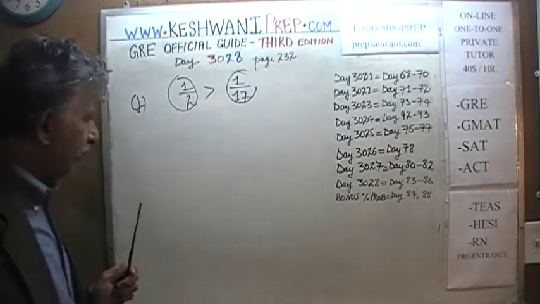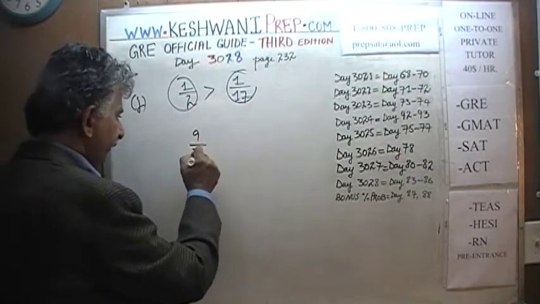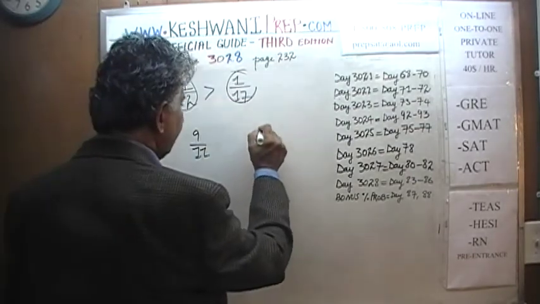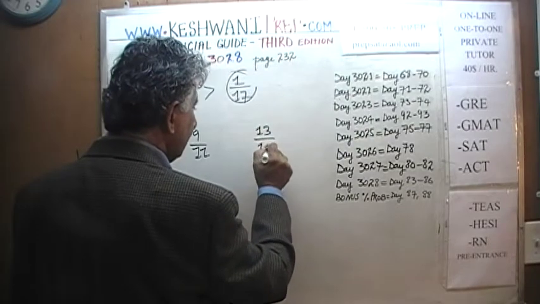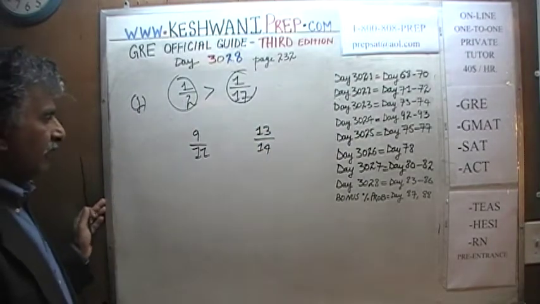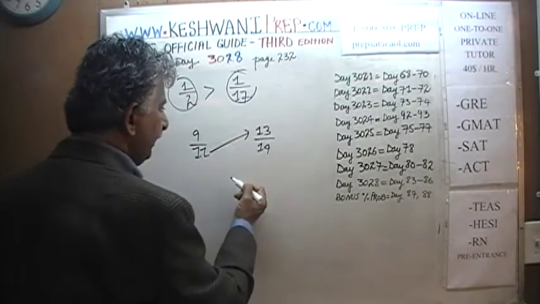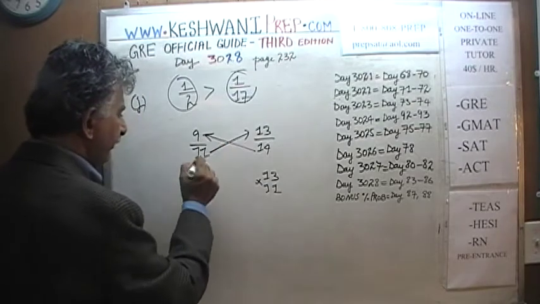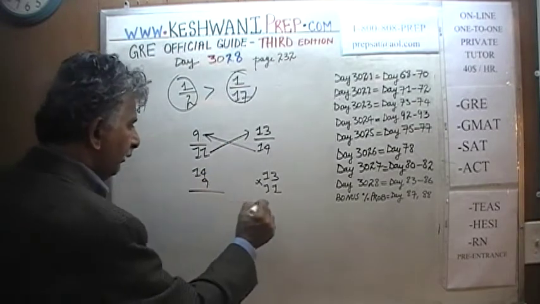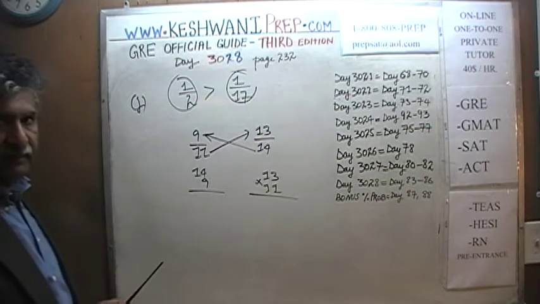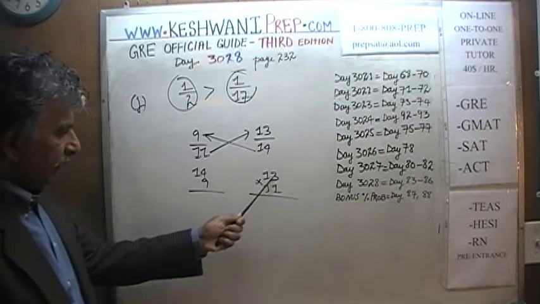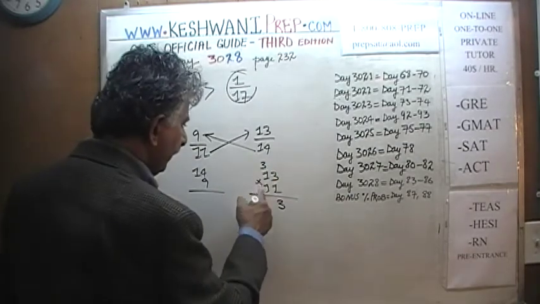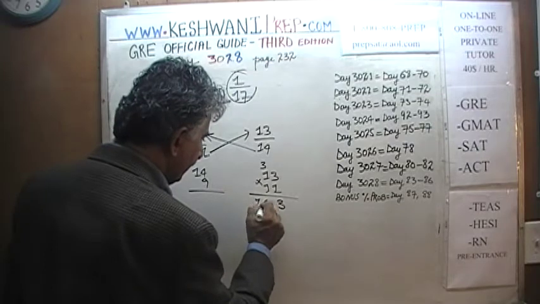Let's do a strange one here. Sometimes they do ask you things like this in the quantitative comparison question. They do ask you 9/11 versus, let's say, 13/14. This is going to require some computation. So 13 times 11 is what this side is going to be, and this time it's going to be 9 times 14. Whichever turns out to be bigger, that side is bigger. So let's do 13 times 11. 11 times 3 is 33, 3, carry 3. And 11 times 1 is 11, plus 3 is 14, so 143.